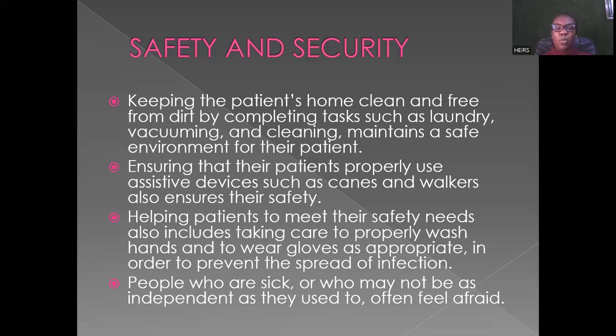People who are sick or who may not be as independent usually would feel some form of fear. So you want to ensure that you take the necessary precautions to prevent them from getting infected, or just entertaining unnecessary levels of anxiety and fear, just so they can feel safe and feel secure while you tend to their care.